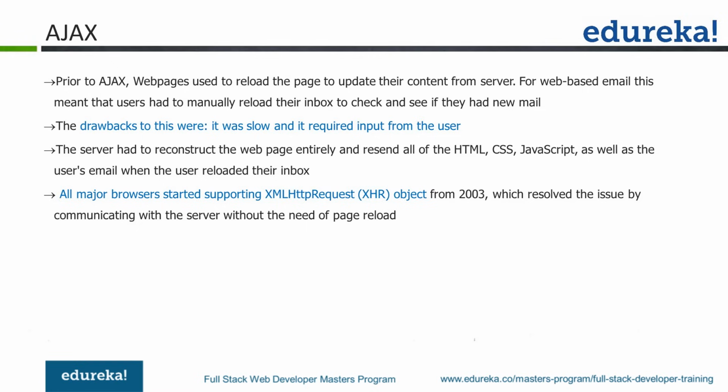And then all major browsers started supporting something called an XHR, XML HTTP request, from 2003. That kind of solved this issue because if all major browsers are supporting it, then it became very popular and now you see it almost everywhere. When you take almost any action, from sending a chat message to, let's suppose, liking something or subscribing to your favorite YouTube channel, it's all being done via AJAX. So whenever you see the page not loading, but some sort of data being exchanged on the internet, it's AJAX which is helping you out.